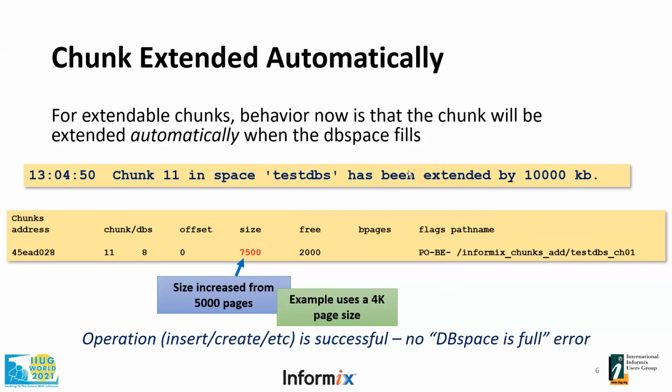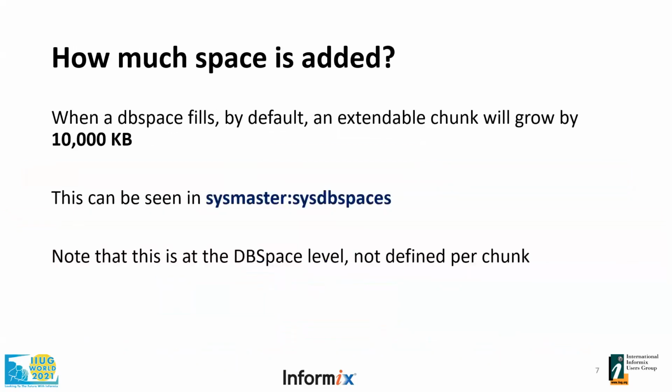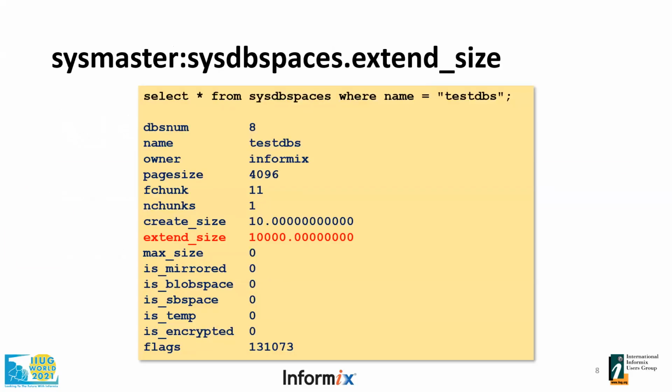Now, why 10,000K? It's not quite an arbitrary number. It's the default that any chunk will grow, and it's set in sysDBSpaces. When you create a new DB space, that is just the default of the extend size. And we can see that in the sysDBSpaces record. Here we're looking at test DBS, and we see this column extend size, and it's still set at the default value of 10,000.